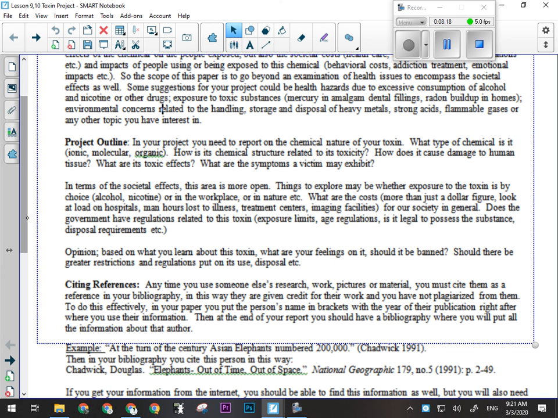Right? Okay, does the government have regulations related to this toxin? Okay, what are the costs of the suggestions here? Load on hospitals, man hours lost to illness. Okay, that's a big one to look at.